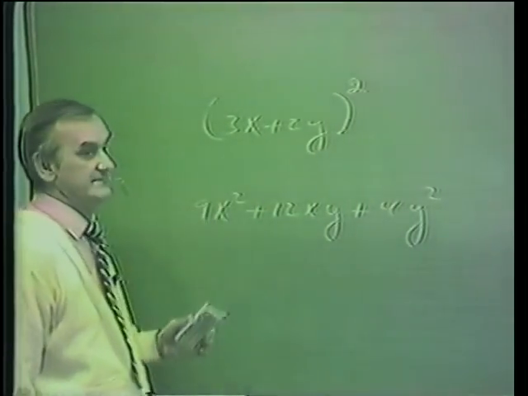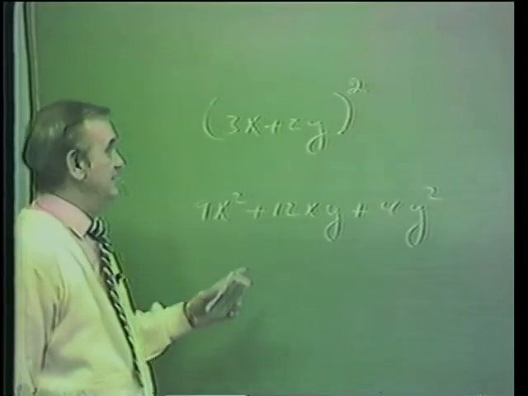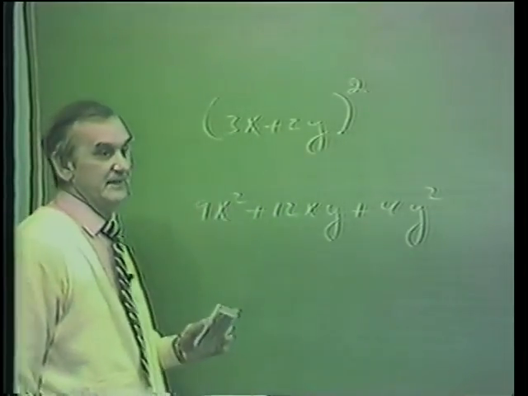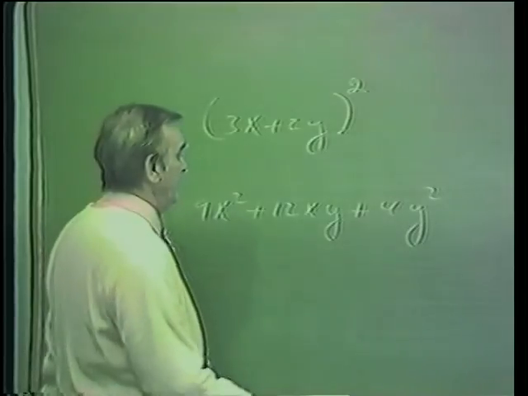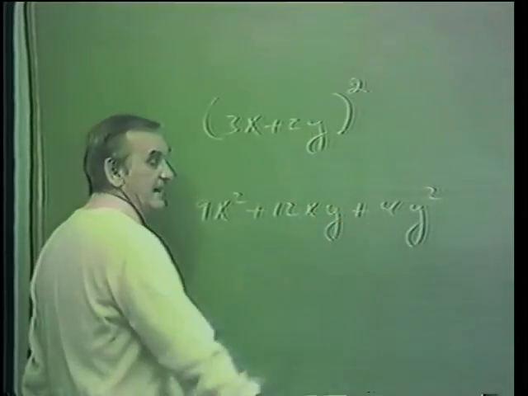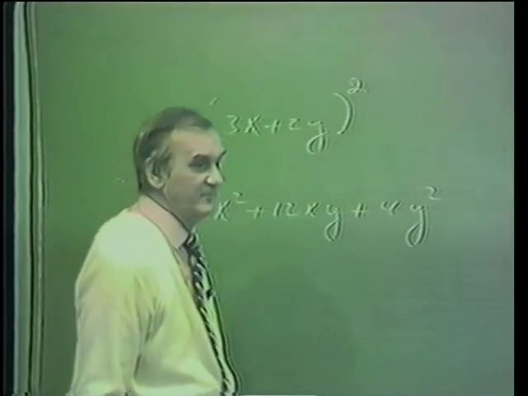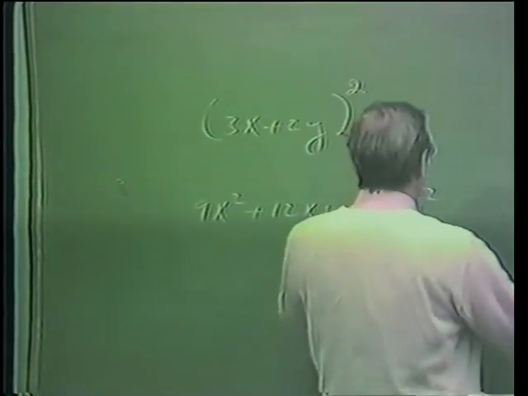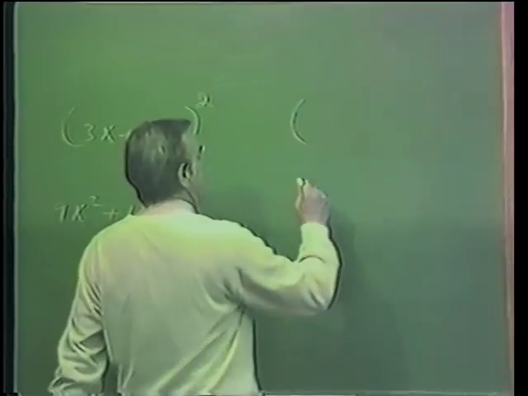3x times 3x is 9x squared. You then multiply the two terms together. If you do, you get 6xy. Double it, you come out with 12xy. You now square the second, we come out with positive 4y squared. One more.